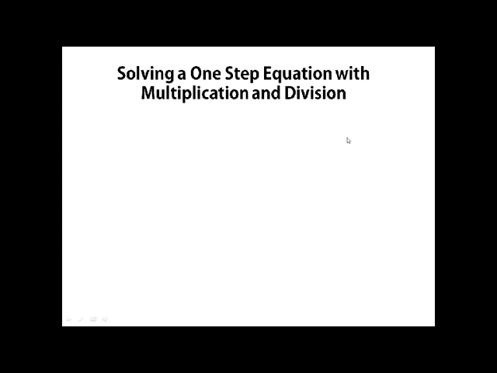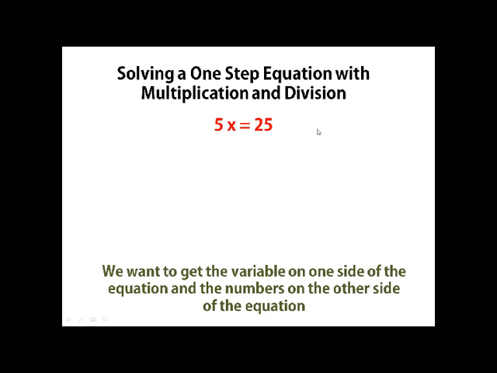Now, we're going to solve a one-step equation with multiplication and division. Here we go. 5 times x equals 25, or 5x equals 25. So, we want to get the variable by itself on one side of the equation and the numbers on the other side of the equation. So, we have 5 over 1, right? Then we're going to take the multiplicative inverse of 5, which you take 5 and divide it into 1, or you can just flip the fraction, and we're going to multiply this together, right?